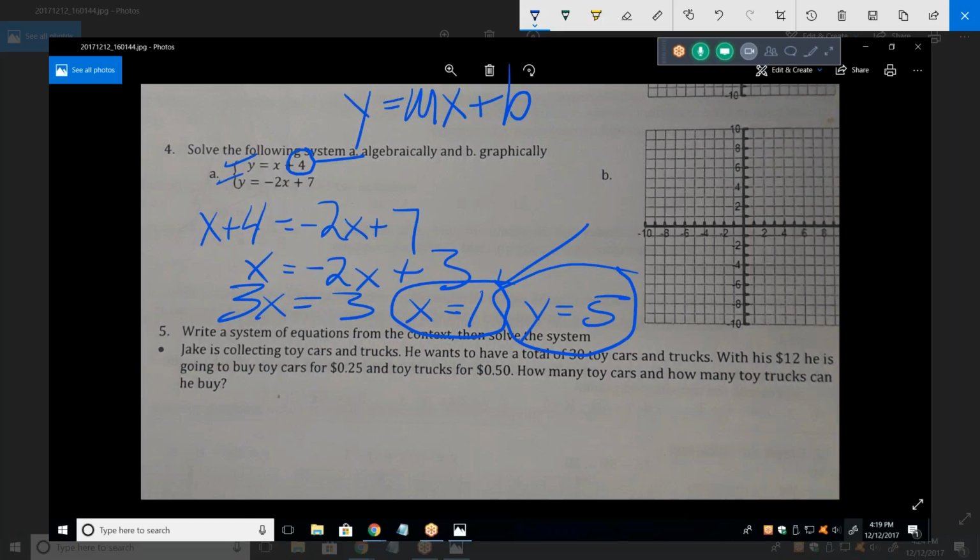Are you done? Okay. But if we're going to find it graphically, you have to graph each one separately. So graph the first one. I'll graph the first one in blue. I'll graph the second one in pink. Wherever they cross should be at x equals 1, y equals 5. But how do I graph that first one?